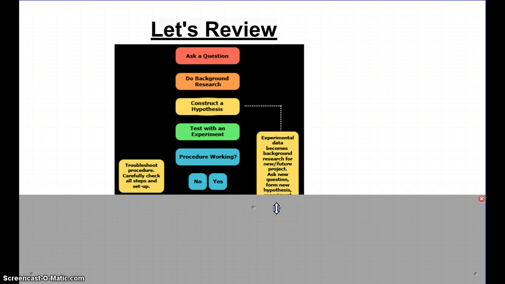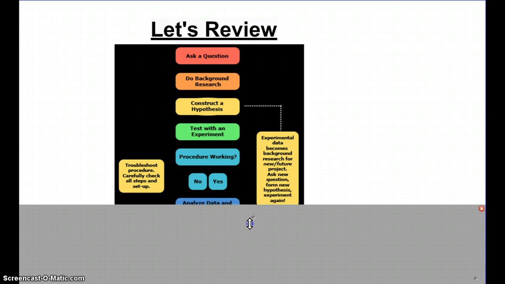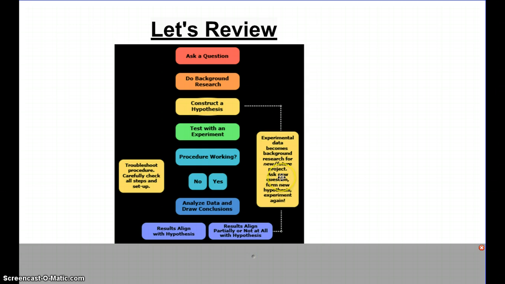Now let's say your procedure is not working. You want to troubleshoot the procedure and carefully check all steps and setup and maybe change some things if you need to. And now let's say your results align partially or not at all with your hypothesis. You want to go back up and construct a new hypothesis and start all over again.